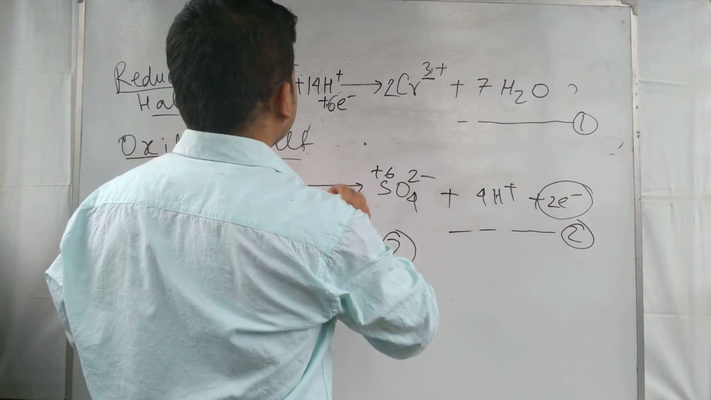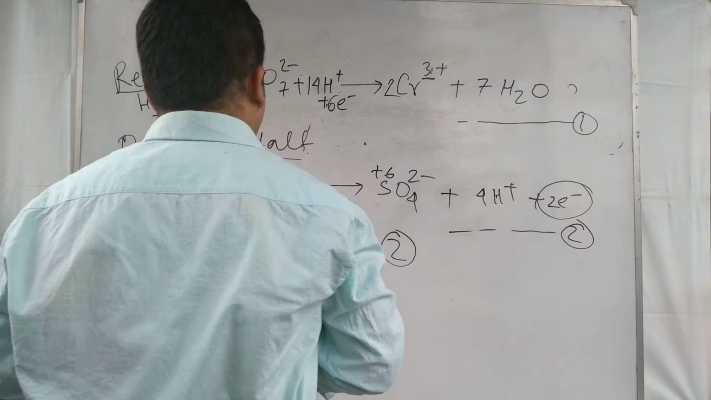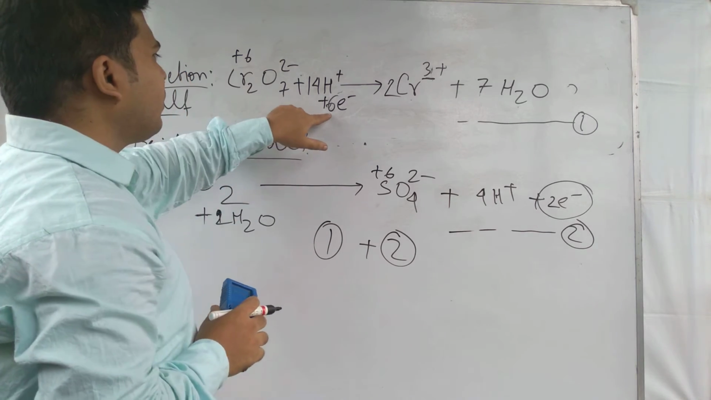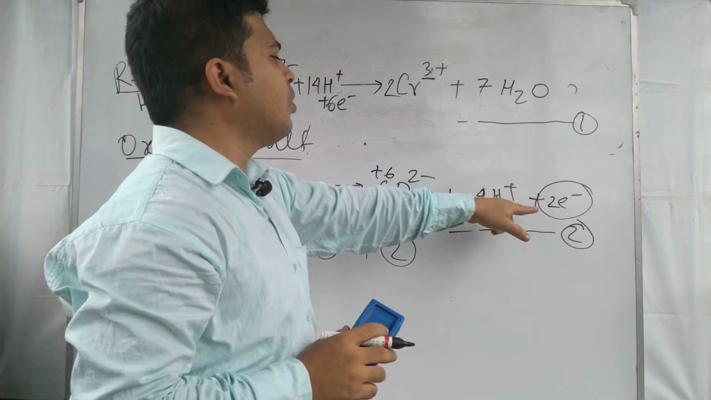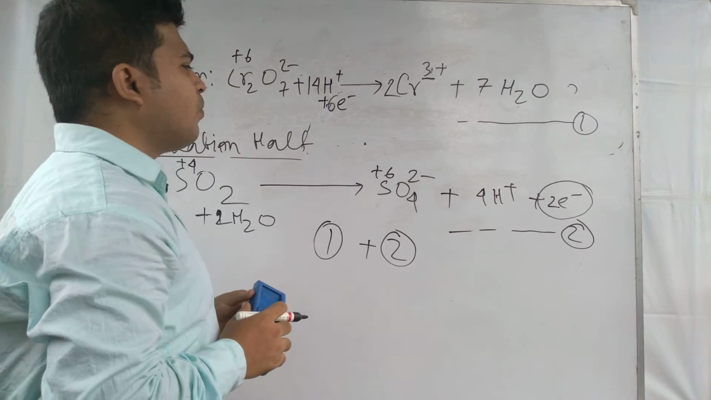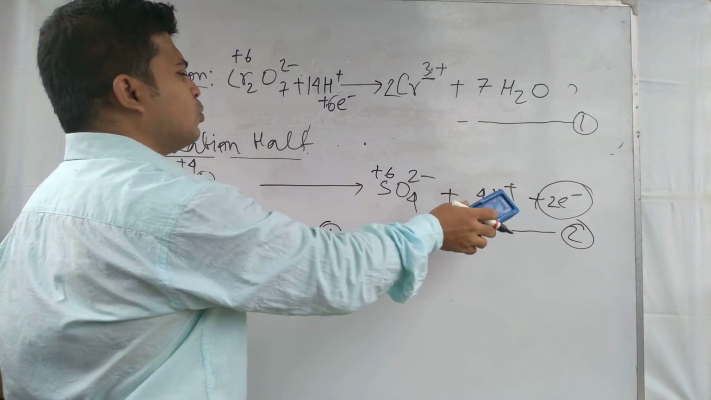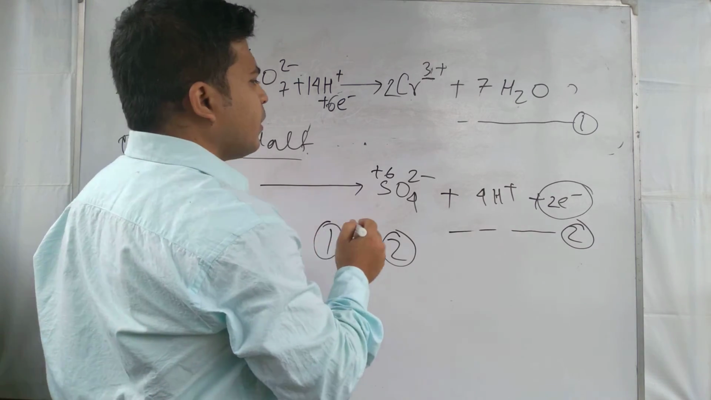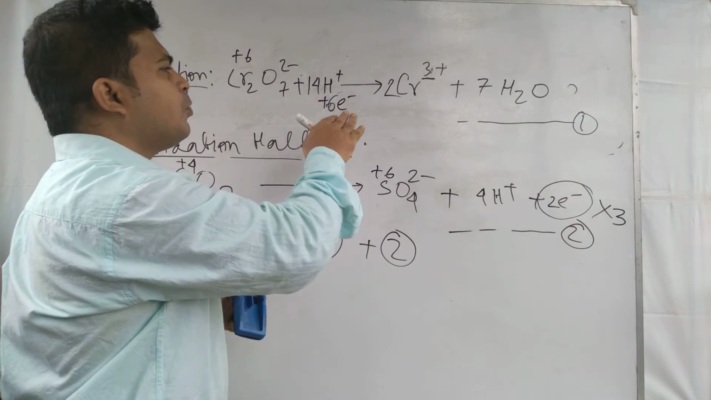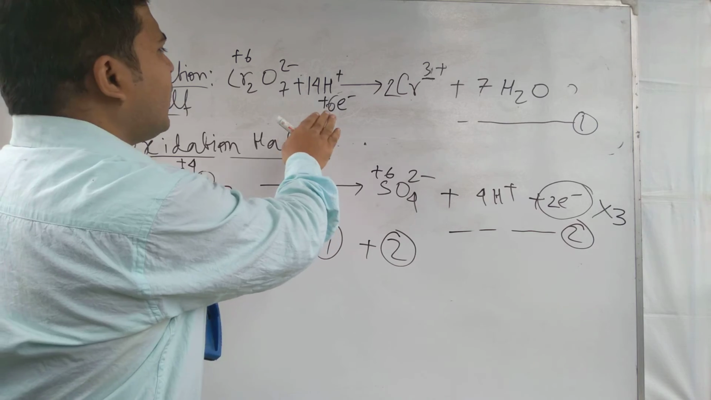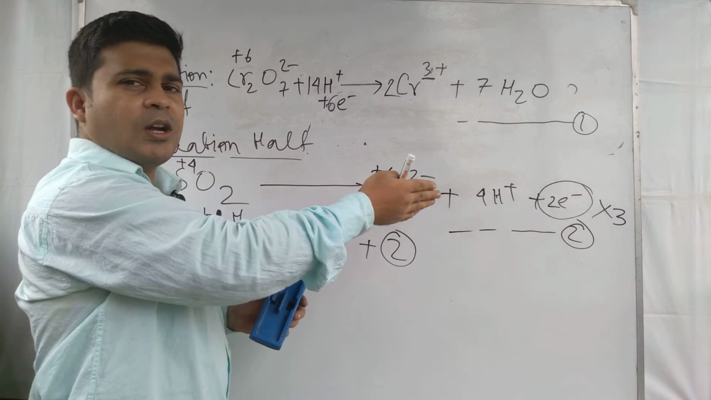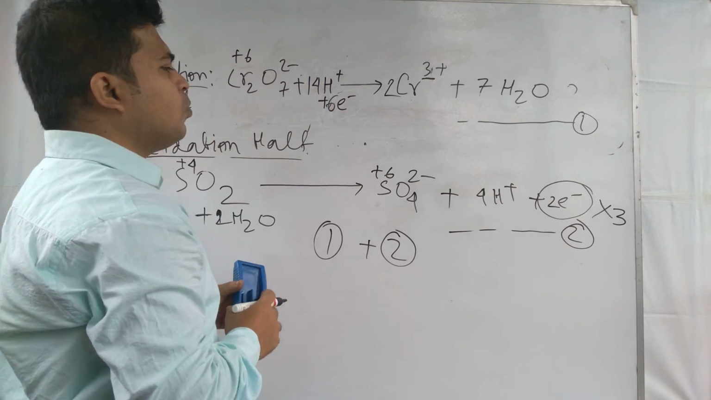Here it is 6 electrons and here it is 2 electrons, so we have to equalize the electron numbers. To make the 2 electrons equal, we multiply this equation by 3. The other equation does not need any change, because by multiplying this equation by 3 the electron number will become 6. Then we add these two equations.